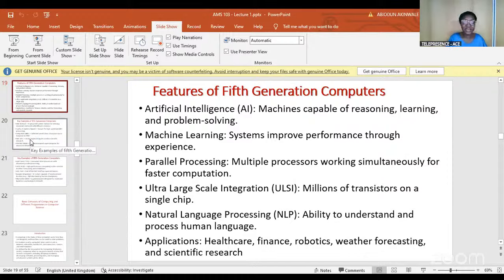Parallel processing, that is multiple processors working simultaneously, doing computations and generating results immediately. Ultra large scale integration, see millions of transistors on a single chip. So this is quite different from what we had in the first, second, third generation. Natural language processing, we have shared that, can speak your language, speak Igbo, speak Hausa, speak Yoruba. It will pick it and then interpret for you.